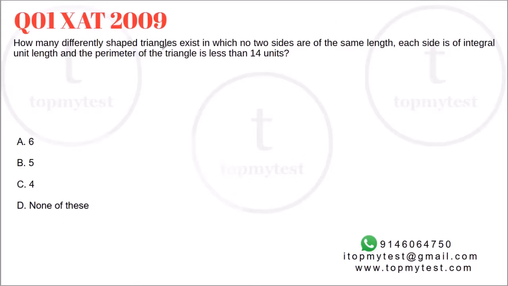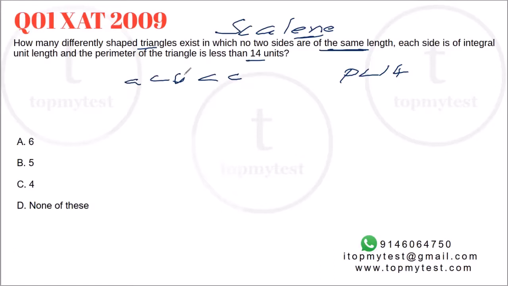How many differently shaped triangles exist in which no two sides are of the same length? No two sides of the same length, which means it's a scalene triangle. Each side is an integer and the perimeter is less than 14. So the perimeter is less than 14, and C is more than B is more than A. Assuming C is the longest side, B will be the middling side, and A will be the shortest side. Right, it's a scalene triangle, so this inequality has to be satisfied.